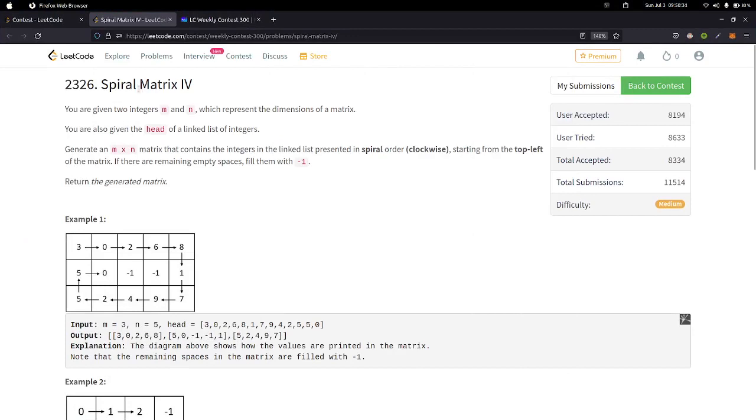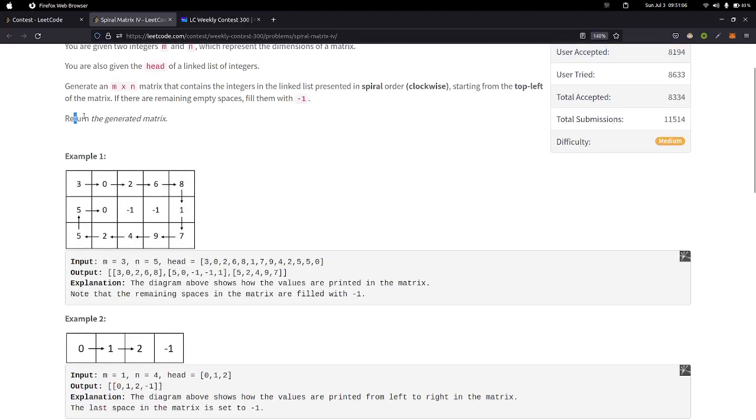In this problem, spiral matrix, we are given two integers m and n, which represent the dimensions of the matrix, and we are also given the head of a singly linked list of integers. We need to generate an m cross n matrix that contains the integers in the linked list in spiral order, clockwise, starting from the top left of the matrix and circling throughout the matrix. If there are a few empty places in the matrix, you have to fill them with -1. And you need to return the generated matrix.